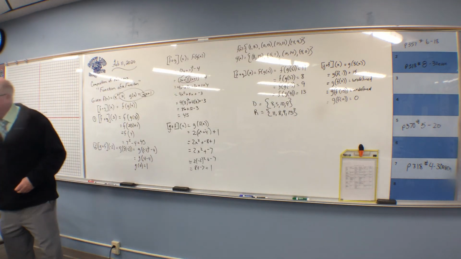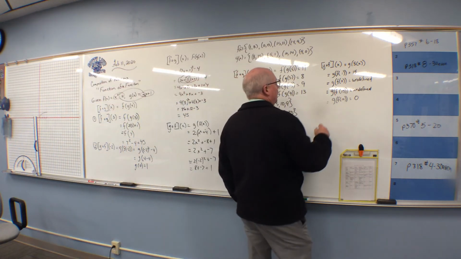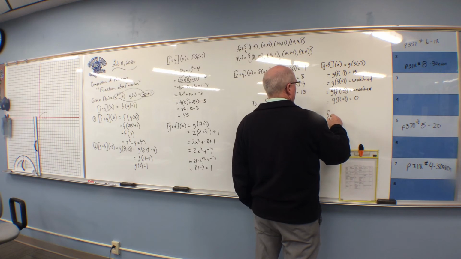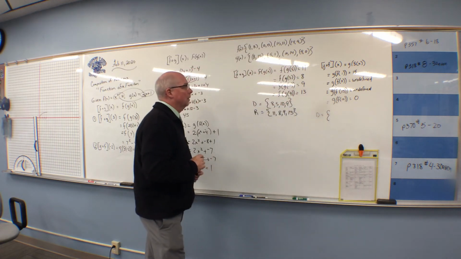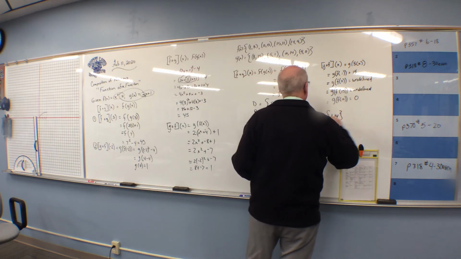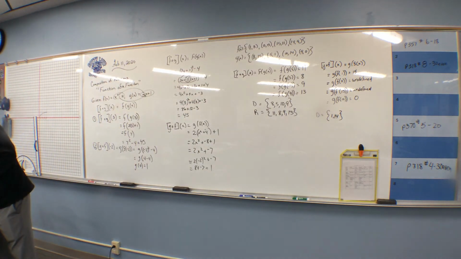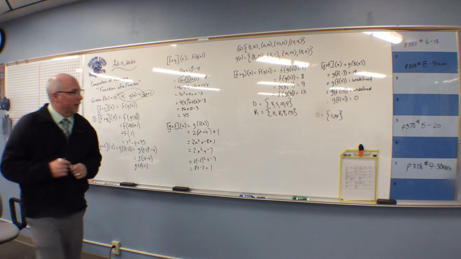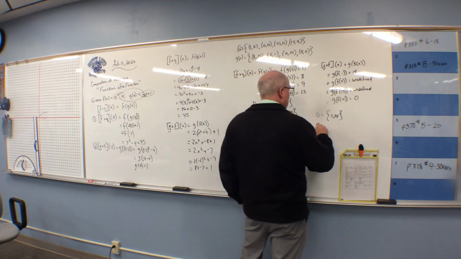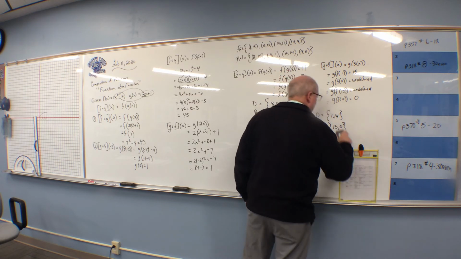Remember, our domains are the x values. Our domain is what? 1 and 14. What's our range? 0 and 15. Check that. Redo this one. The domain is 1 to 14, the range is 0 to 15, correct? Or 15, 0. 0, 15 actually. Makes me feel better.